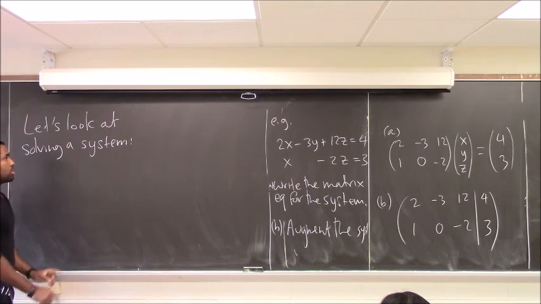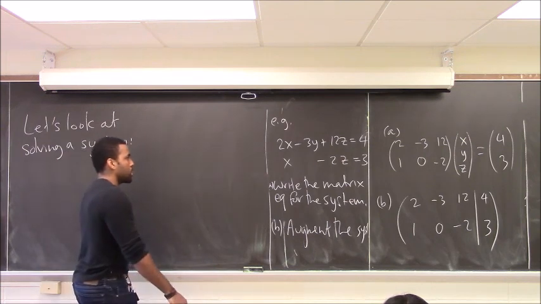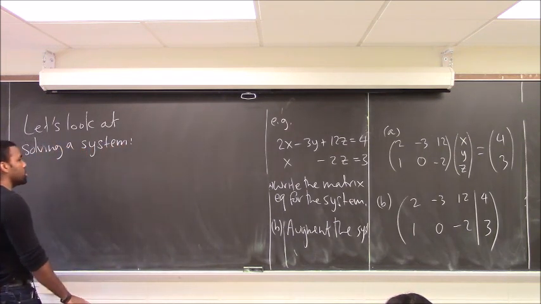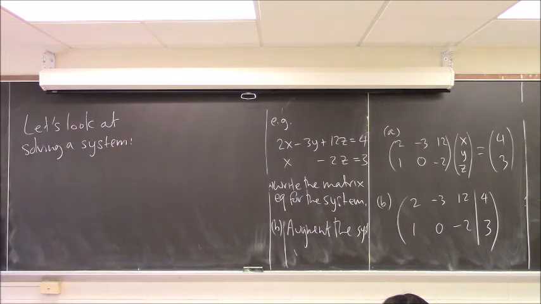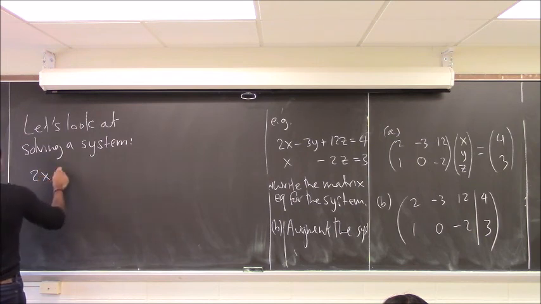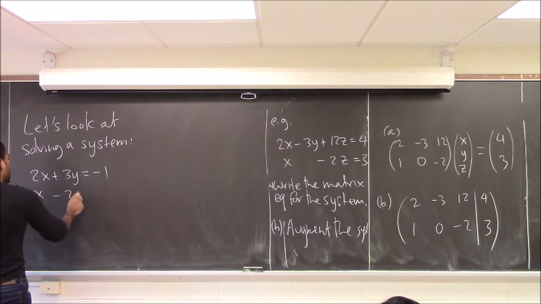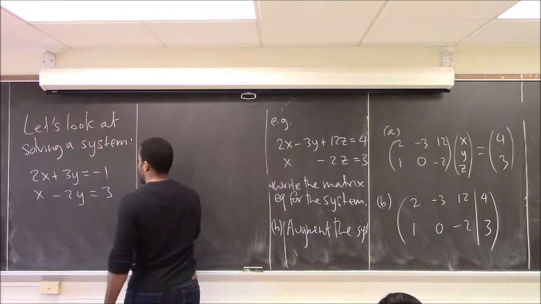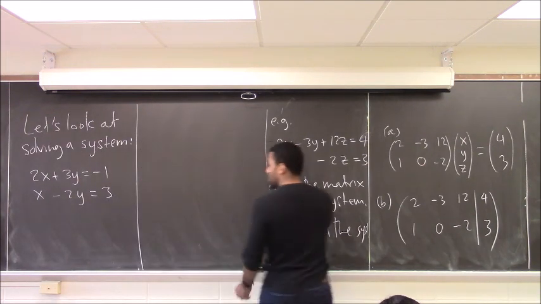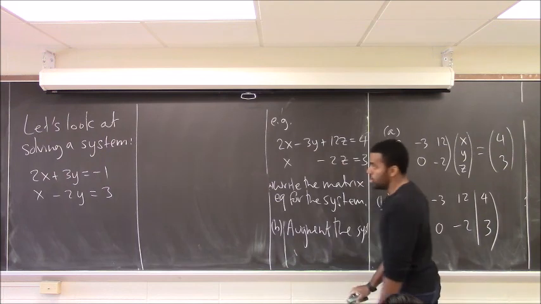Let's actually remind ourselves how to do it. I'm going to remind you of one particular method, and for the basis of comparison, we're going to do it by the elimination method, or the addition method that you may remember from high school. So let's look at 2x plus 3y equals minus 1. And so I'm going to actually do it a little bit differently from how you did it in high school.